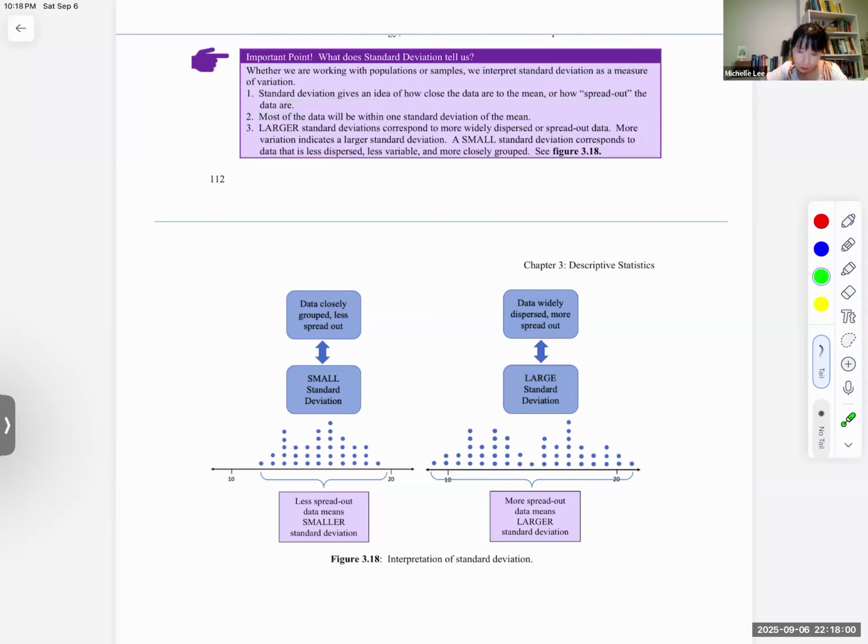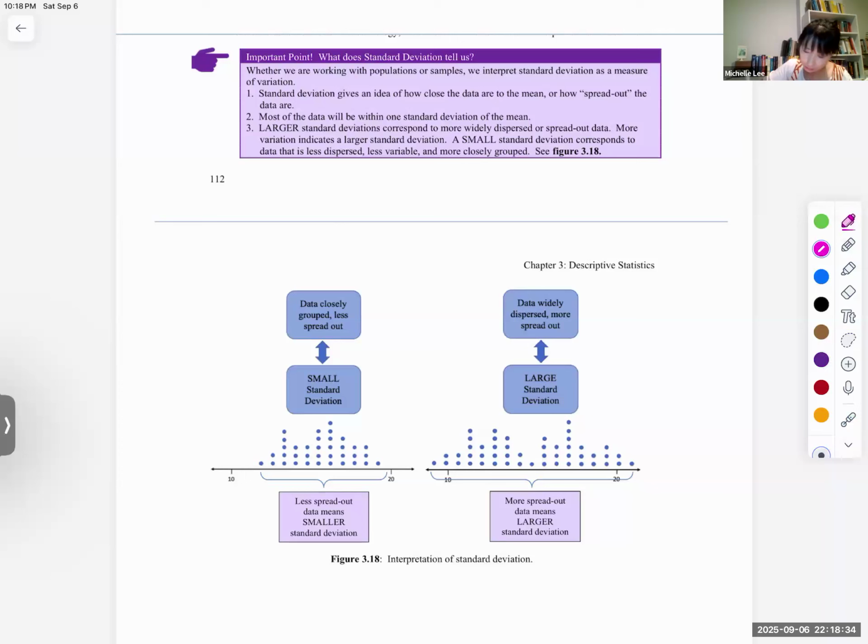And then we talked earlier, larger standard deviation means the data set is widely spread out, dispersed, so more inconsistent, right? And then small standard deviation, less dispersed and less variation, and more consistent, right? More consistent.